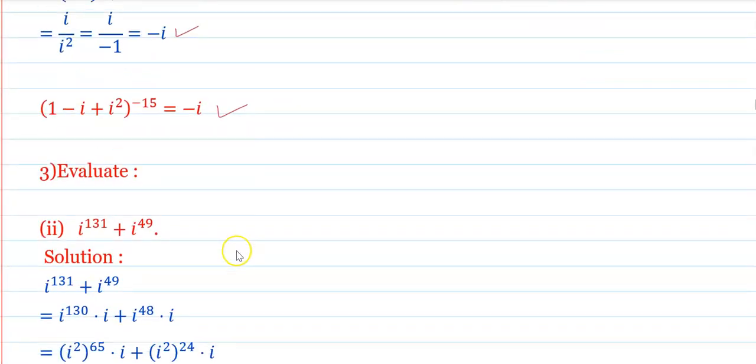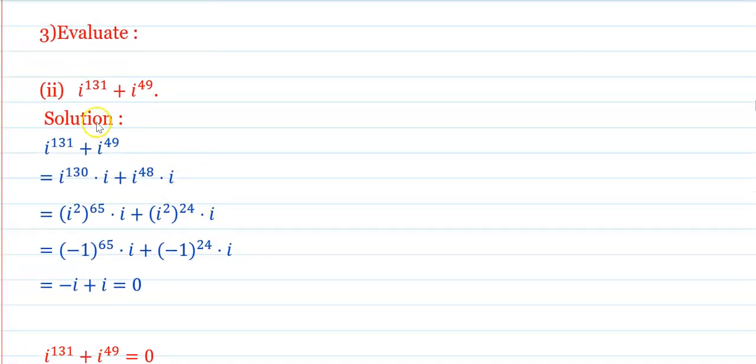Now the next. Evaluate again i raised to 131 plus i raised to 49. i raised to 131 can be written as i raised to 130 into i. And i raised to 49 can be written as i raised to 48 into i. i raised to 130 means what? i square bracket is to 65 into i. Plus i square bracket is to 24 into i. i square means what? Minus 1.